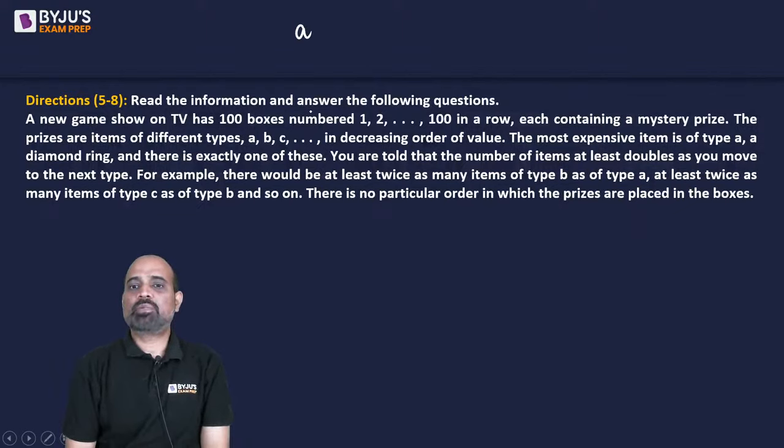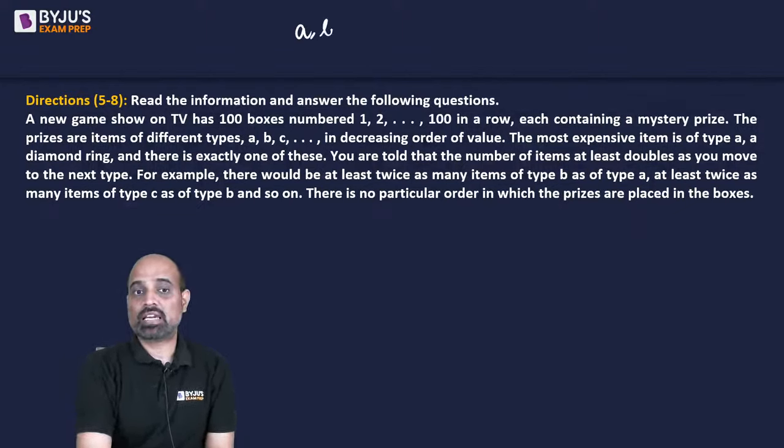You are told that the number of items at least doubles as you move to the next type. As in B will be at least 2.